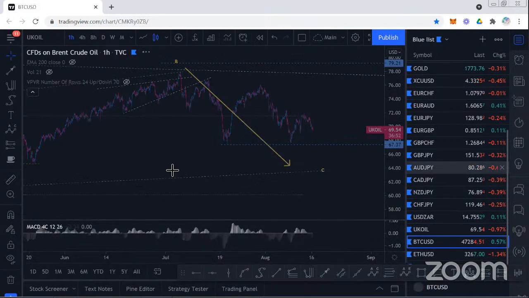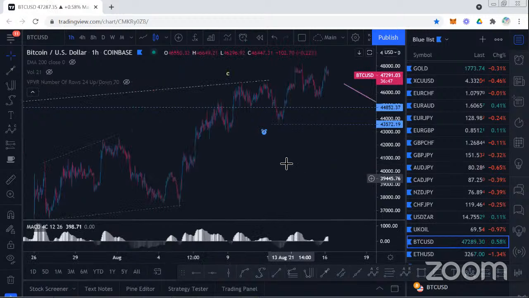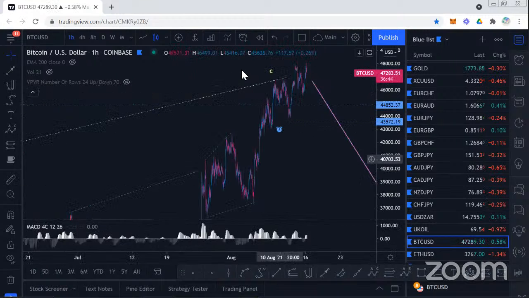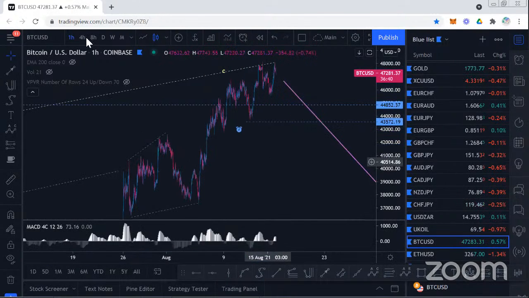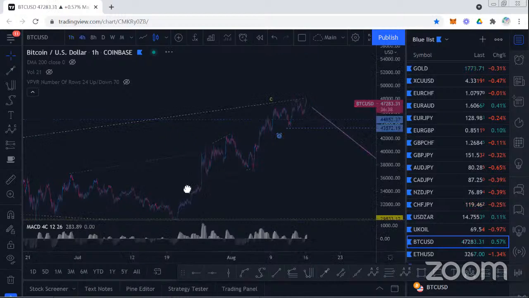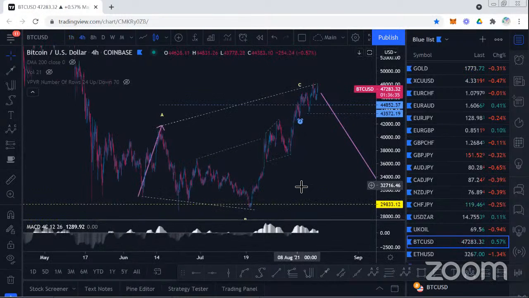Bitcoin, a little bit concerning in terms of this rising wedge, like we are going to see a turn here. I still believe this is an expanding flat. Just to zoom out, I still think we're going to see another leg lower here. I think the alts are confirming it better than Bitcoin is, but I still see a leg lower.